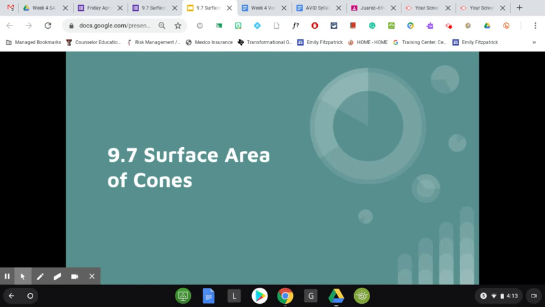Hey guys, today we're doing 9.7 surface area of spheres. I know it says cones, but I forgot to change it from the last one. It should say spheres.